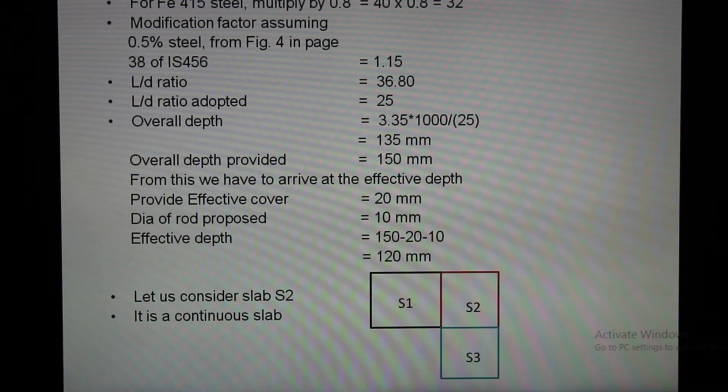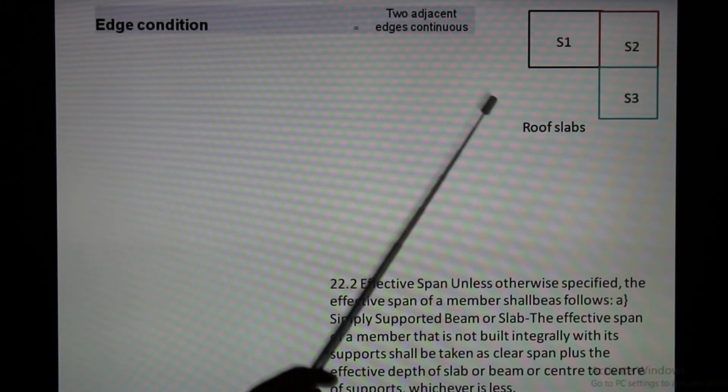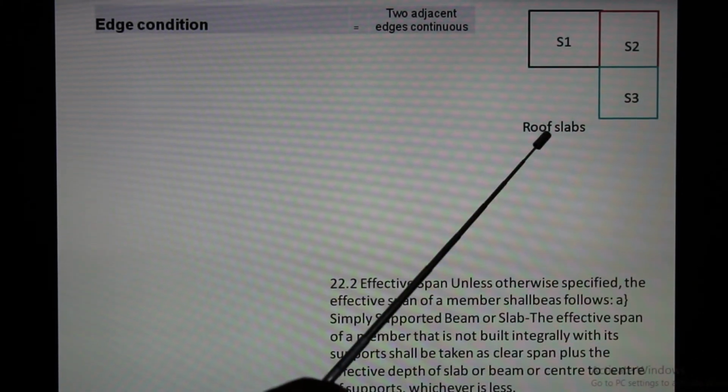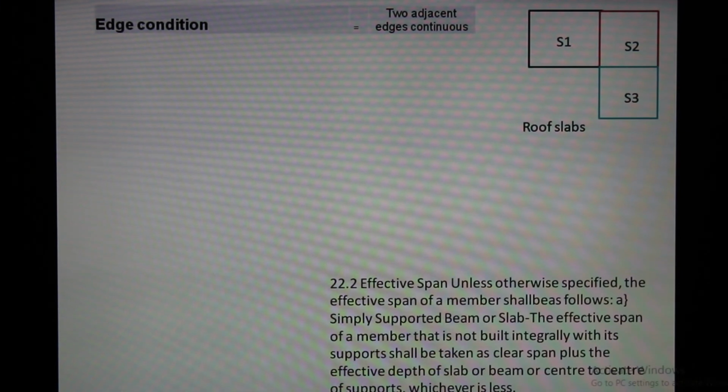Next step is the edge condition. What is the edge condition? Two edges continuous, two edges discontinuous. So two adjacent edges are discontinuous. That is the edge condition.